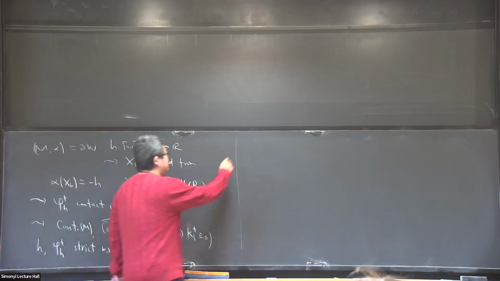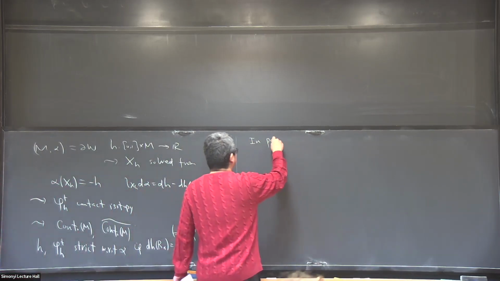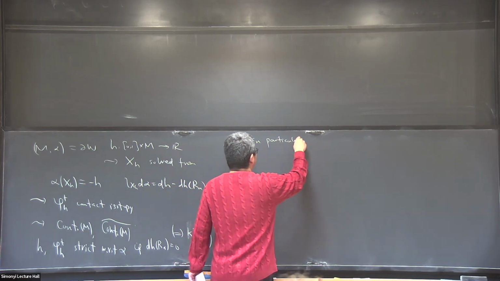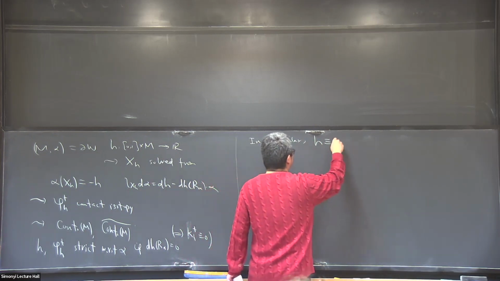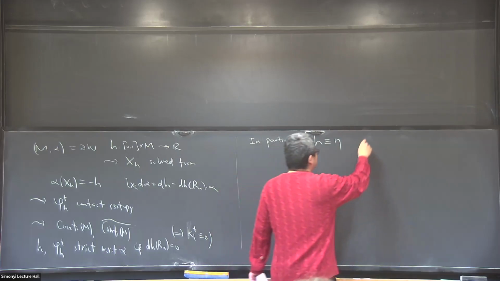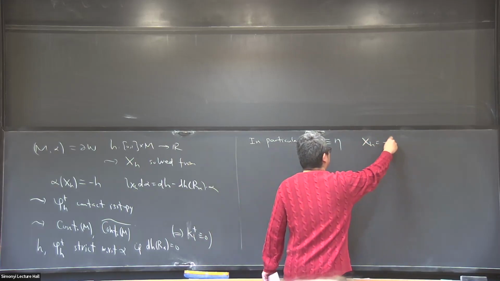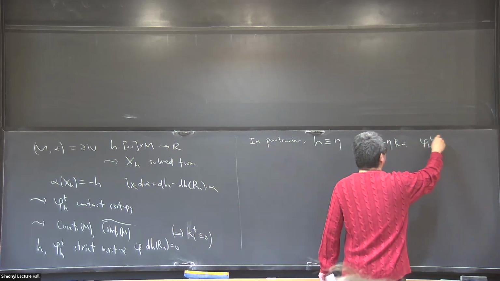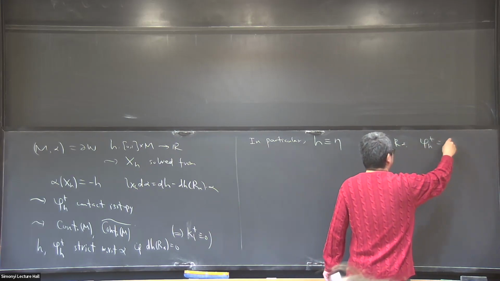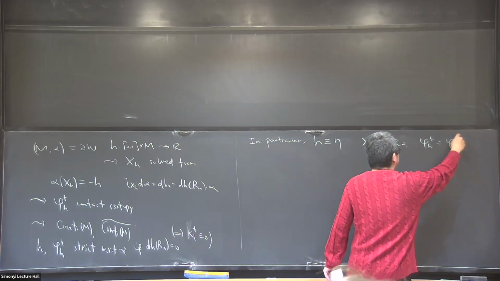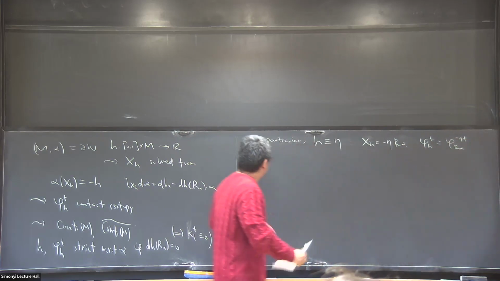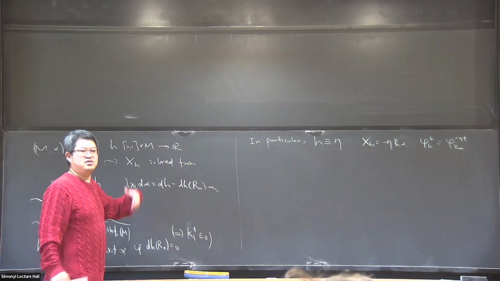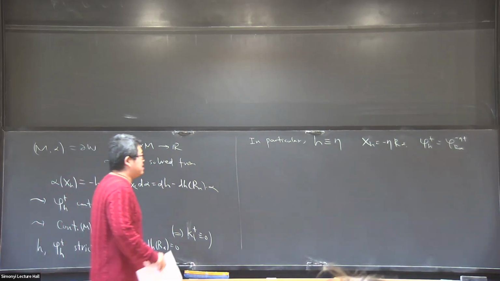is trivial. So in particular, if you run this process by inputting H as a constant function, then the vector field you get is some rescaling of the Reeb vector field, and the flow you get is some rescaled Reeb flow. So you can think of contact Hamiltonian dynamics as a generalization of Reeb dynamics.